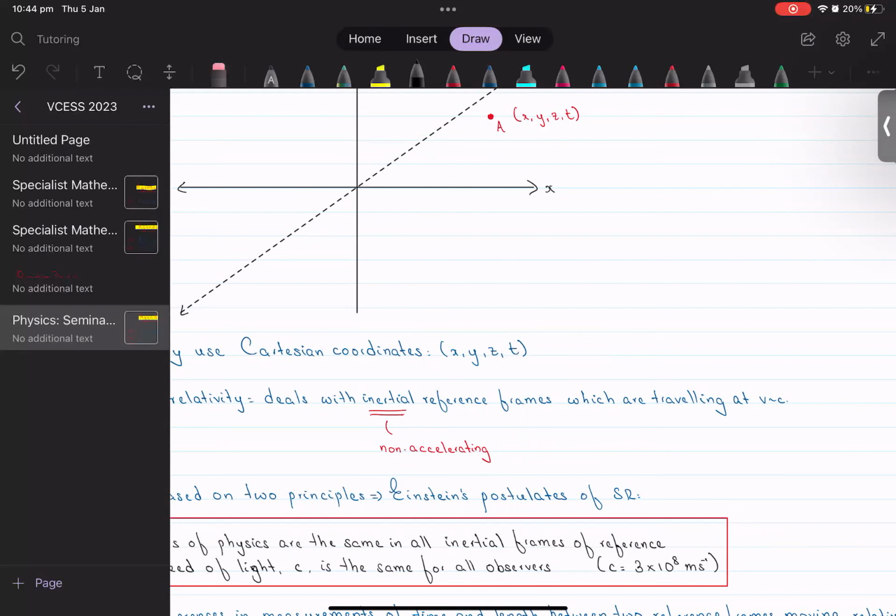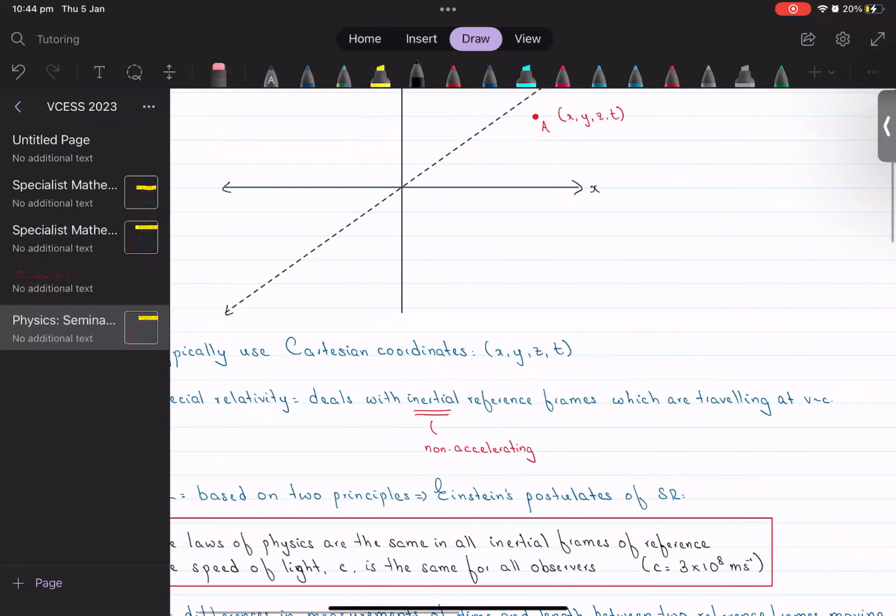Okay, so special relativity describes how our laws of physics are different in this high speed limit as we get closer and closer to the speed of light. So that's what special relativity is.